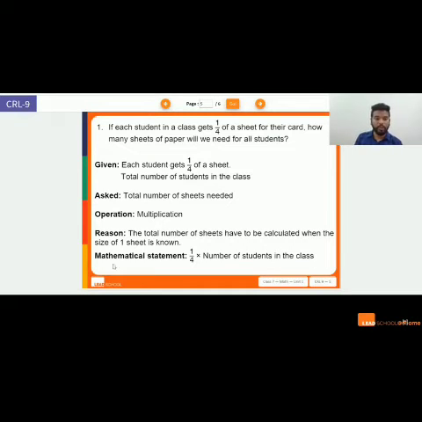So, what is the mathematical statement? It is 1/4 times the number of students in the class. 1/4 is how much each student is getting. Times the total number, when I find it out, I will get the total number of sheets I will need for my project. Correct? Did your answer match? Did you use the same logic? Then you are doing fantastically well already. Let us go on to the next concept.